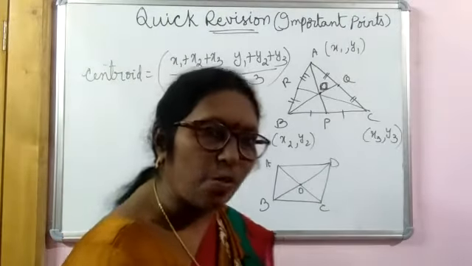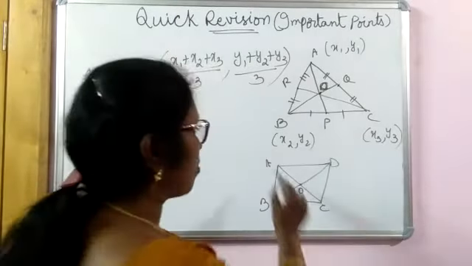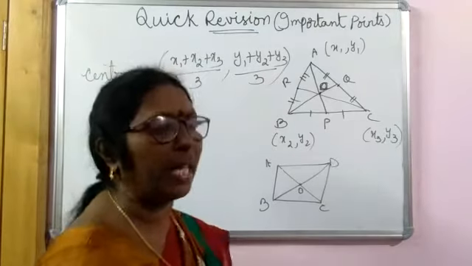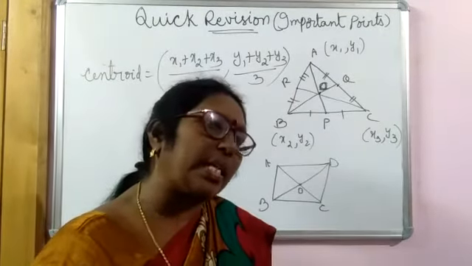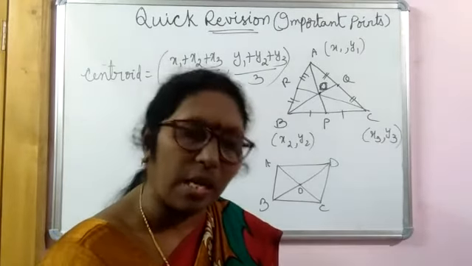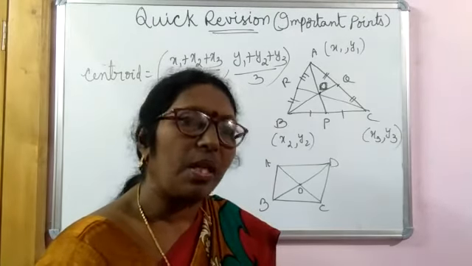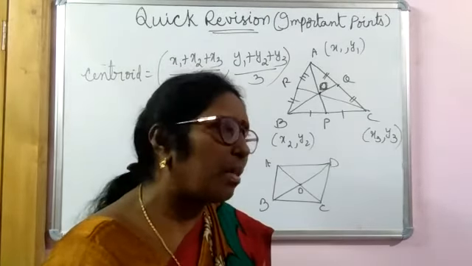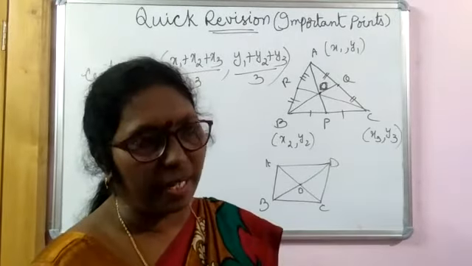Or prove that it is a square. In a square, the diagonals are equal. By the distance formula, find out the length of AC and the length of BD. If they are equal, you can say that it is a square. And they also bisect each other. In a square also the diagonals bisect each other. Are you clear? Like this, as per the question, you have to apply the formulas.